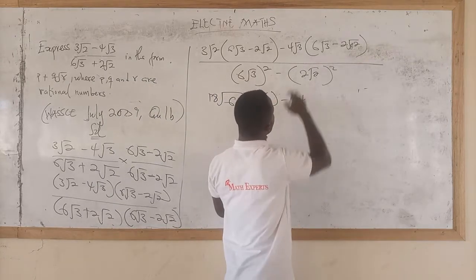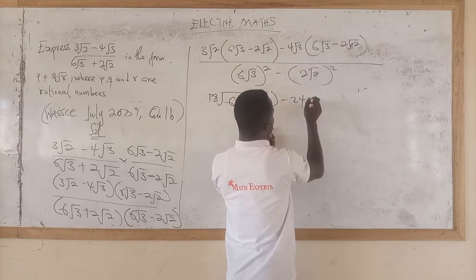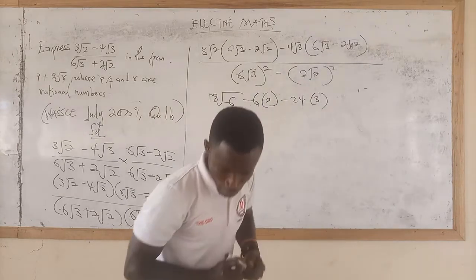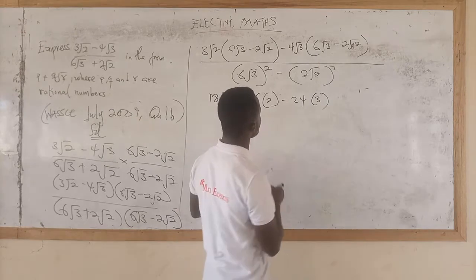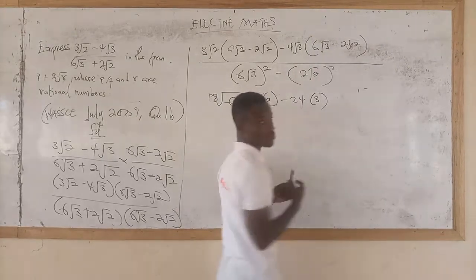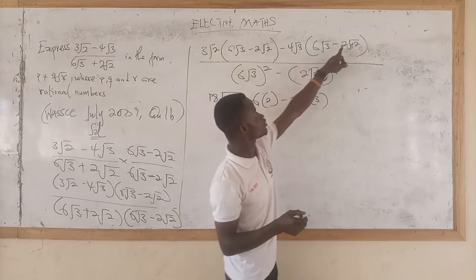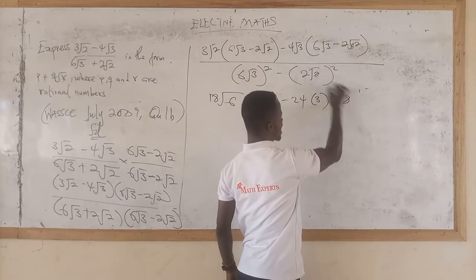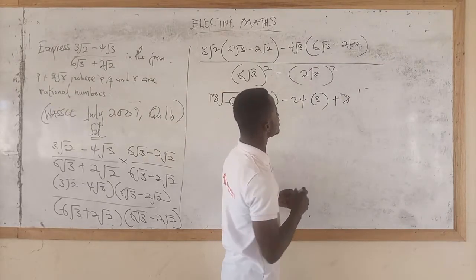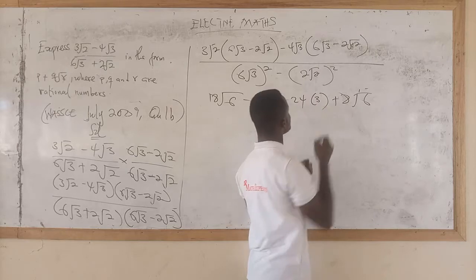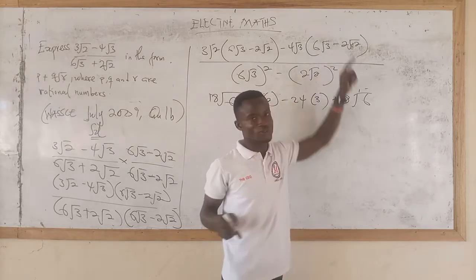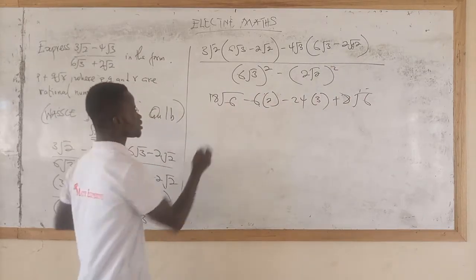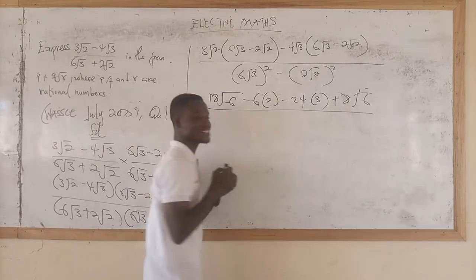Then square root of 3 times square root of 3, that's going to give you 3. Now, again, 4 times 2 will be plus 8. Then square root of 6, because square root of 3 times square root of 2 is going to give you square root of 6. And the whole of this is what you see.